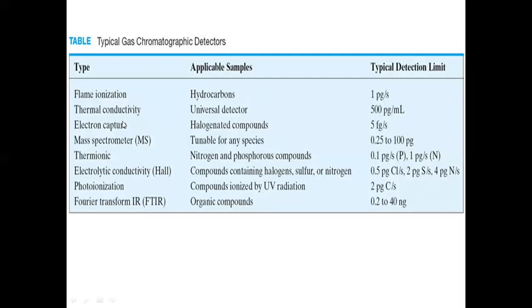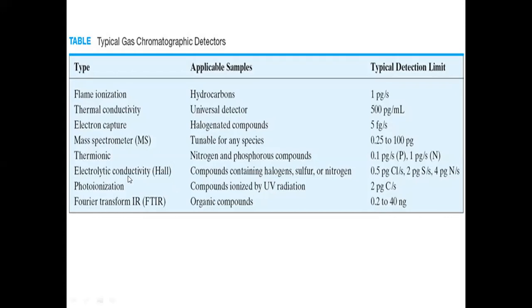This electron capture detector, again, by the principle of its functioning, is applicable only for the detection of halogenated compounds, because halogenated compounds are able to capture the electron very easily, and that electron is going to be captured by the solute, the detector which is placed at the end of the chromatography column. So based on the capturing of the electron, it is going to give the signal.